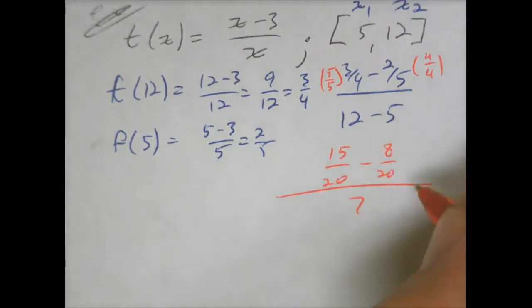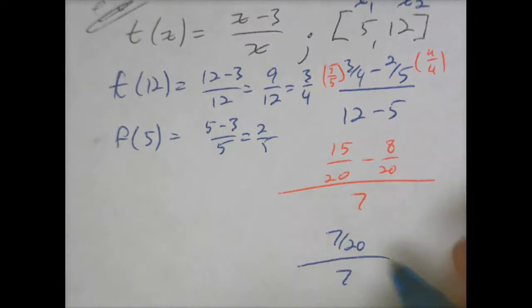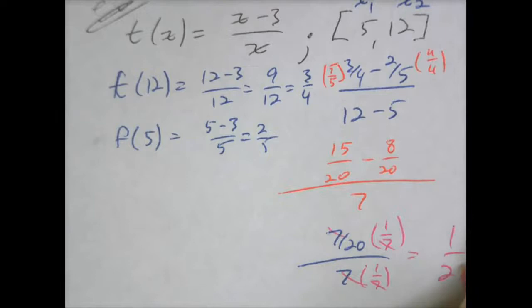Well, 15 minus 8 is 7 over 20. So we have 7 over 20 divided by 7. Okay, and then we need to multiply by the reciprocal on top and bottom, so 1/7 and 1 over 7. 7 divided by 7 makes 1, and 7 divided by 7 makes 1, so this is just equal to 1/20.